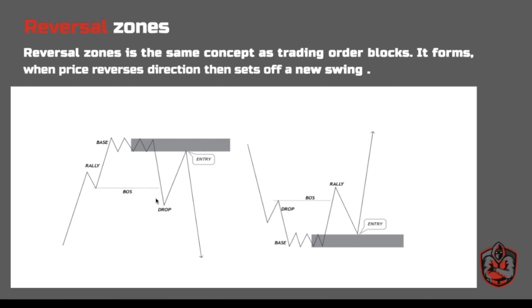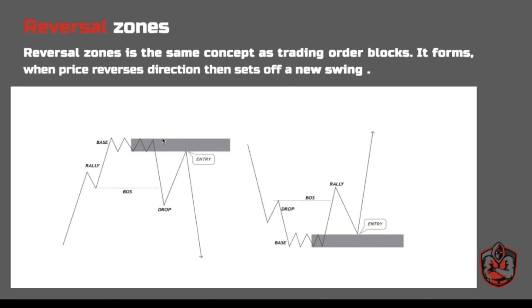And that drop broke structure. Now that would be a reversal, right? That's why we call them reversal zones. So now that we got that break of structure and we have that imbalance, we expect price to pull back, fill in any imbalance, and mitigate that last area of supply.